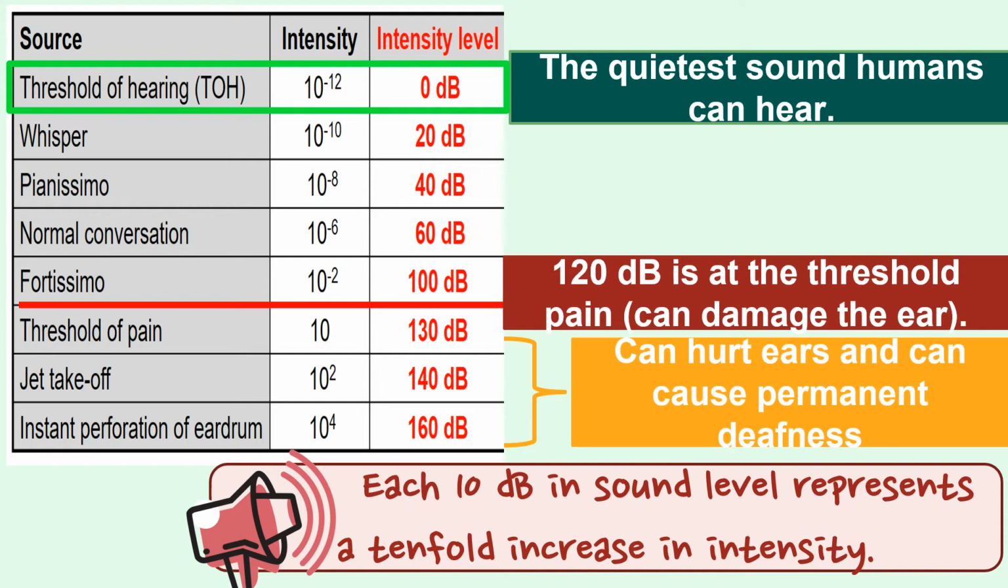So when we talk about 40 decibels, going to 50 decibels means its intensity becomes ten times greater. So we need to be careful about how we use our earphones, our stereos, and TVs properly, because these sounds might give us permanent deafness if we are not careful in using or hearing sounds.